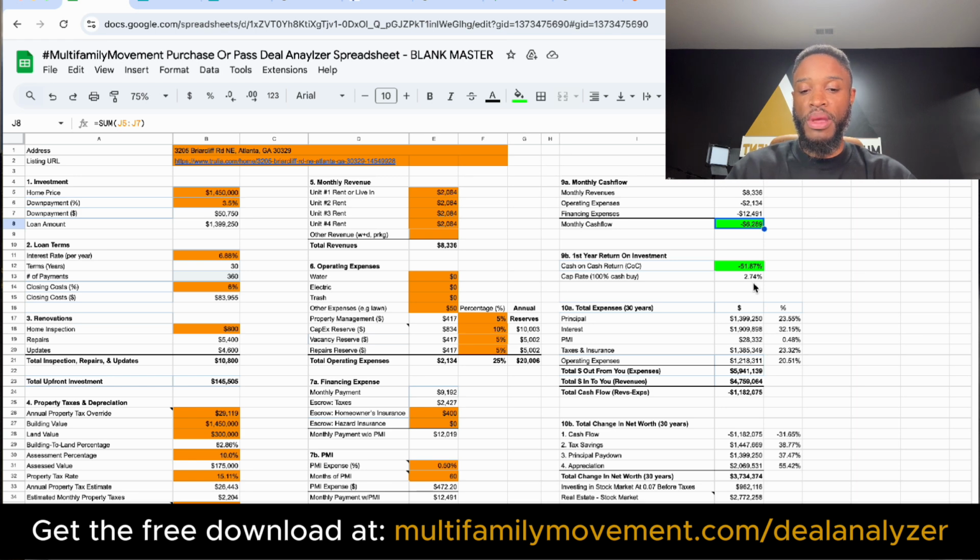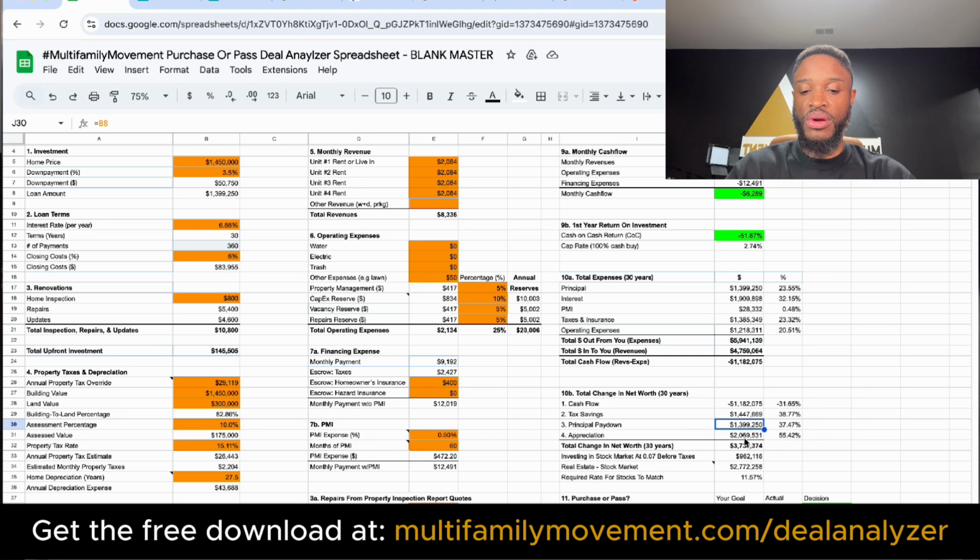But then there's other benefits of multifamily real estate investing that are going to include tax savings, right? Principal pay down, and you see all of that here, and the appreciation. So ultimately, if this 3% appreciation holds up over 30 years, this could be a $3.7 million net worth change for them, even though the cash flow was negative. This is why cash flow is not the only factor that applies to evaluating a multifamily real estate deal. A lot of people buy multifamily real estate simply for the tax savings and principal pay down and the appreciation.